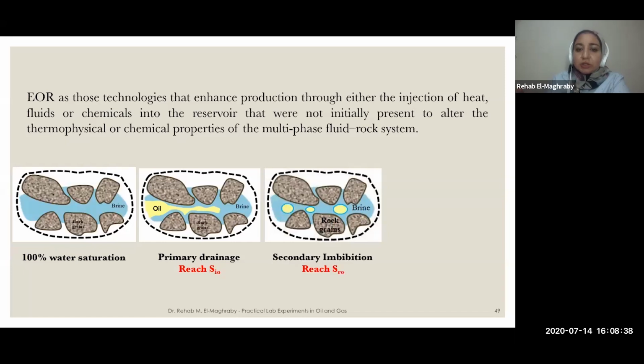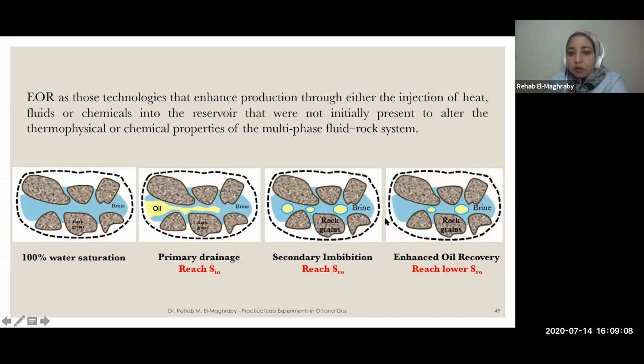The third stage that we have is the secondary imbibition. If you are applying water flooding or normal production, you will find that you produce oil, but there is a remaining amount of oil inside your pores, and it can be disconnected and widely distributed around your reservoir. Through this secondary imbibition, you will reach residual oil saturation.